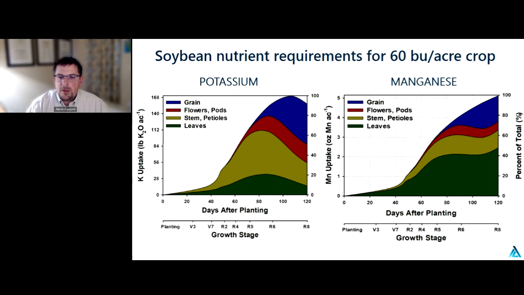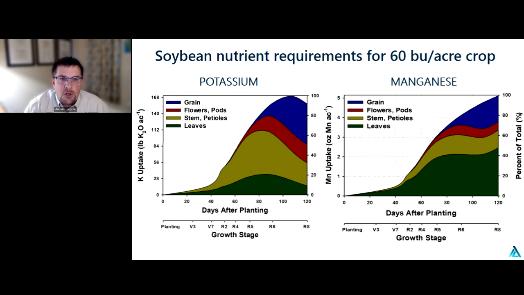But if you focus on the part of the partitioning pattern that is the dark green, we find that most of the manganese taken up by the soybean crop, about 50% of the total manganese, is found in the leaves. This makes sense because manganese is heavily involved in the photosynthetic process, and by applying manganese directly to the foliage with a well-timed foliar application, we can help to maintain and improve that photosynthetic capacity during the growing season to help achieve a high yield in a soybean crop.